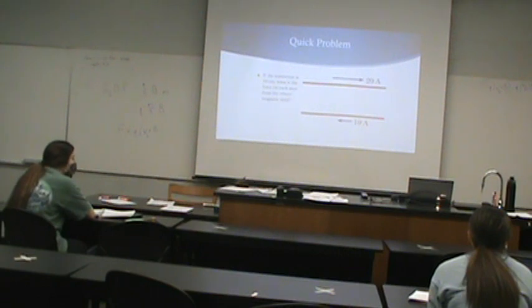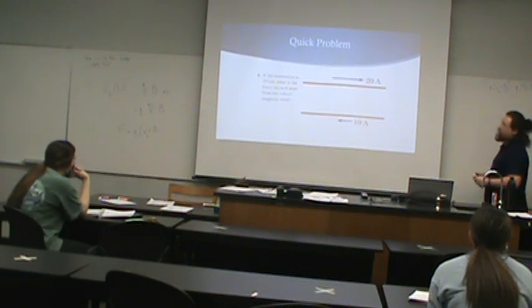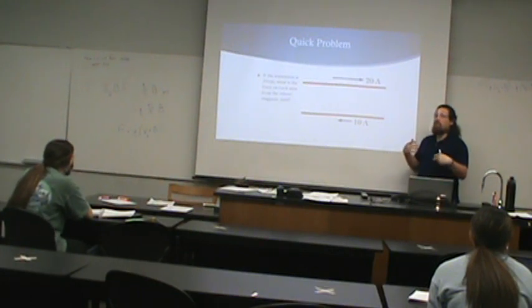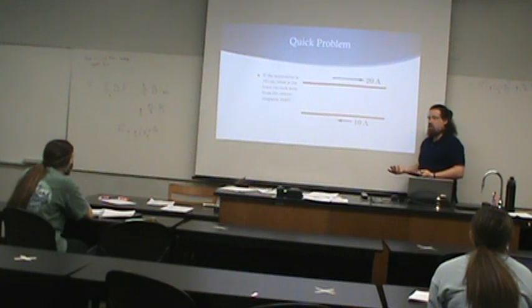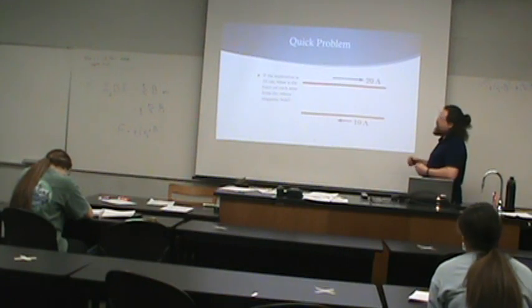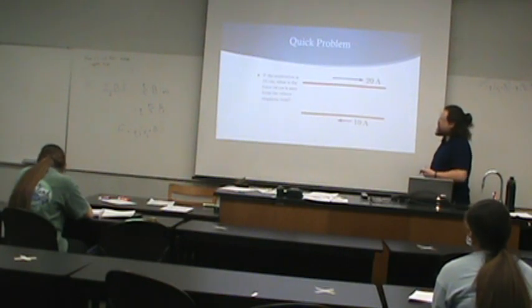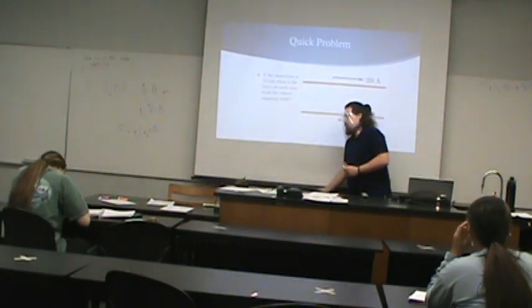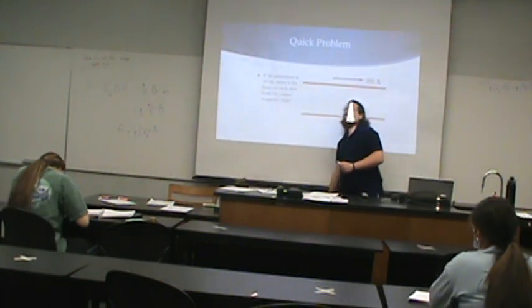Each of these wires has a different amount of current flowing through it. So each wire is going to create a magnetic field that will interact with the field of the other wire. Question is, if the radius between these wires is 10 centimeters, what is the force between the two wires?